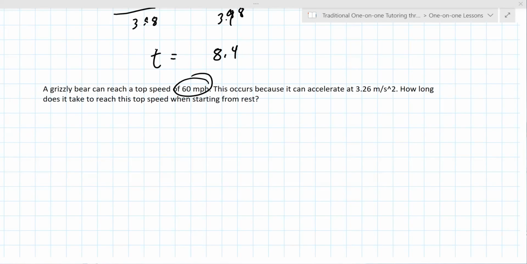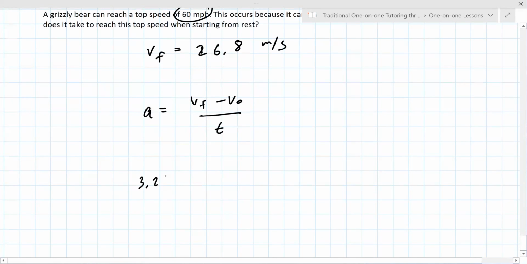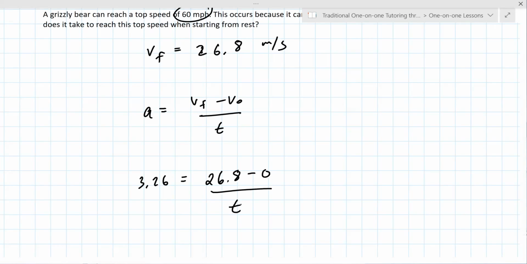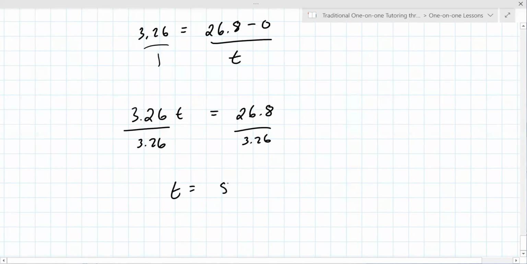All right, so when you do the conversion, the V final is 26.8 meters per second. So the acceleration is 3.26, V final is 26.8, V initial is 0, and T is what we're solving for. Hopefully you got caught up to that point. So you solve for T by cross multiplying. So it's 3.26 T equals 26.8, and then you divide both sides by 3.26. So T is equal to about 8.2 seconds.